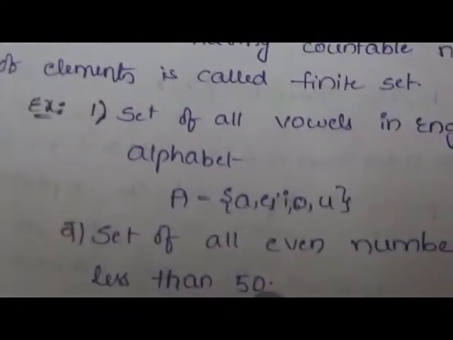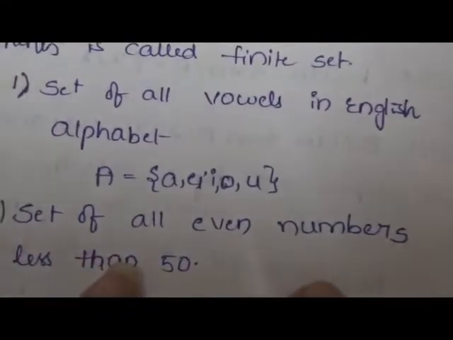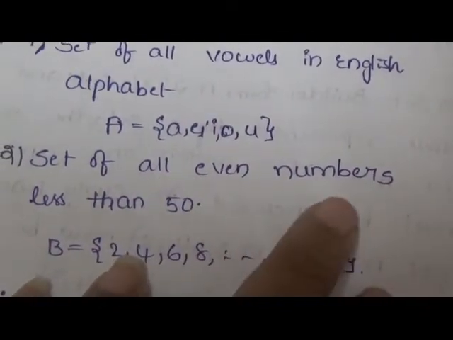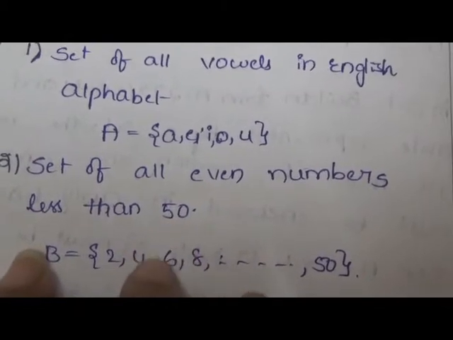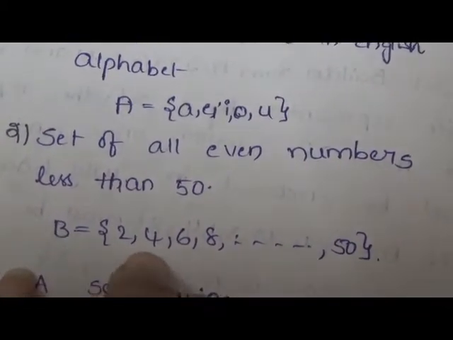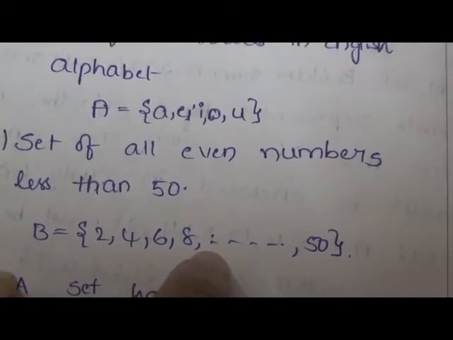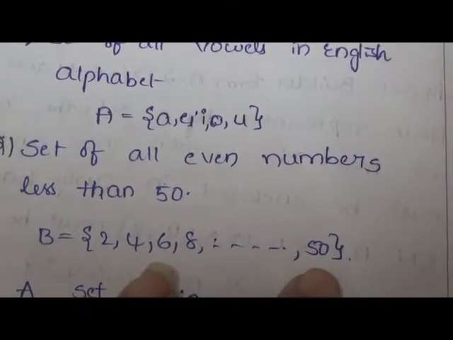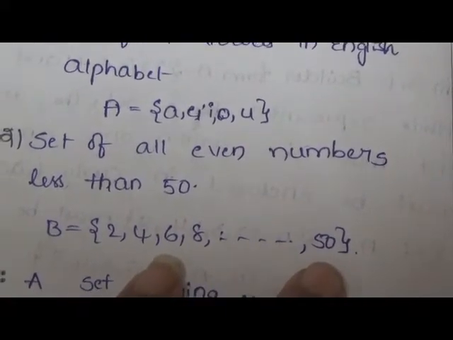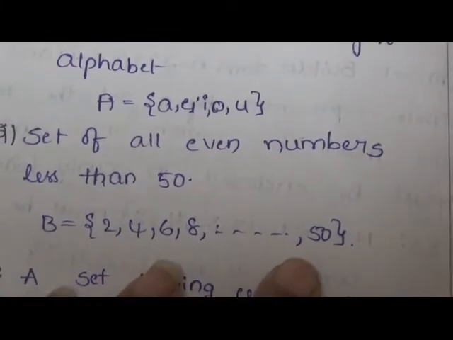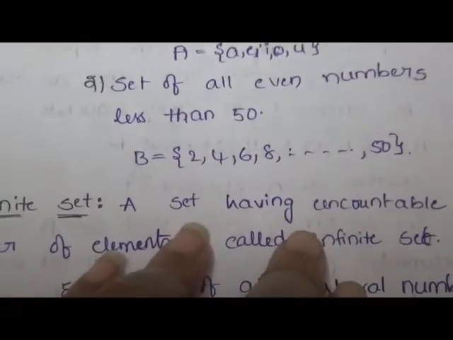Okay. Next, the set of all even numbers less than 50. Less than 50 means we can write all the numbers in this set, right? That is B is equal to 2, 4, 6, 8, 10, just like this, up to 50. We can write all the numbers and we can count all the numbers in this set. Hence, this is an example of a finite set.